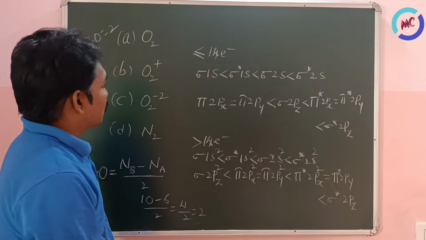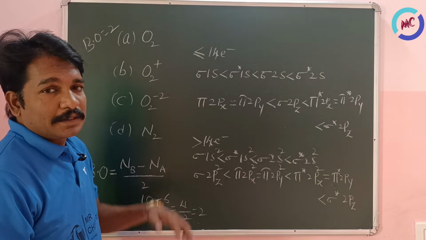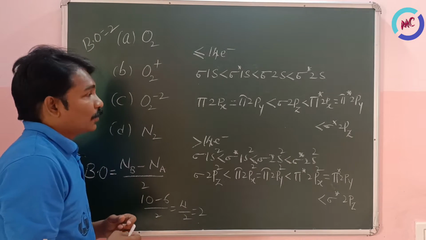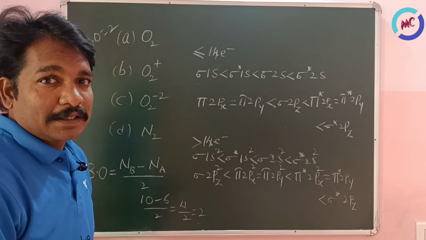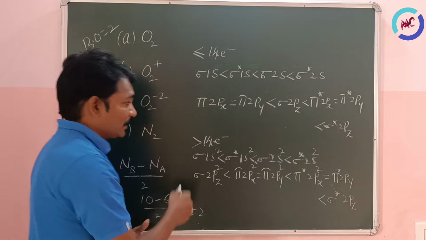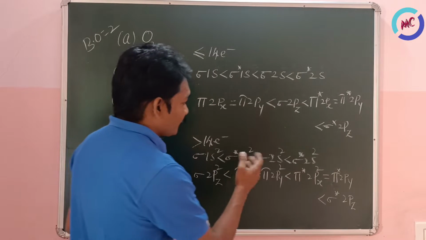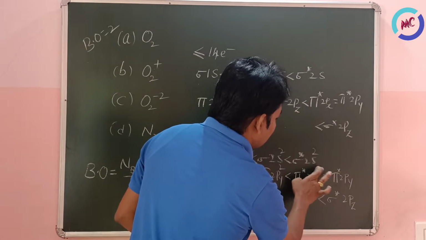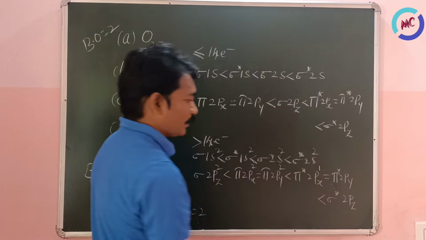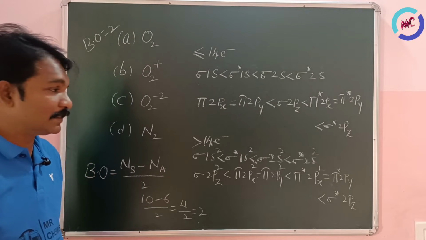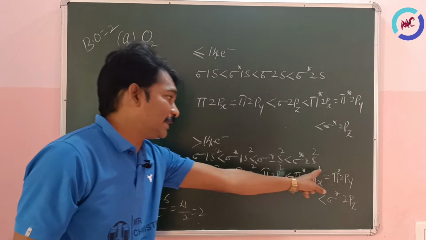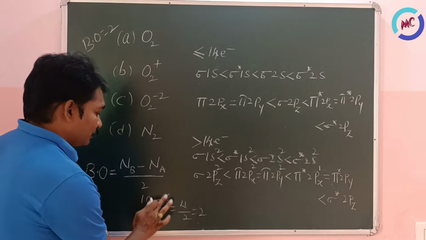In case of O2 plus, how many electrons are there? Plus in the sense it has to lose 1 electron. O2 has 16 electrons, and plus means it loses 1 electron, so 15 electrons. For more than 14 electrons, we have to take 15 electrons here. Just now we calculated for oxygen with 16 electrons. Now we are going with 15 electrons. The change is only here.